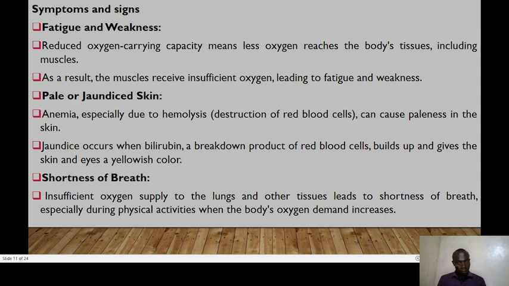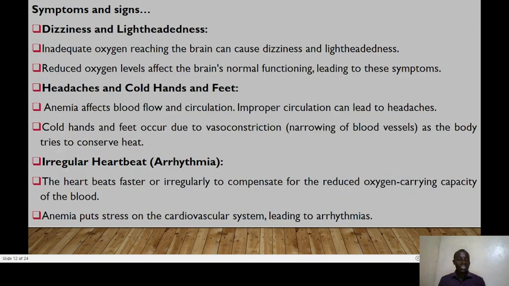Shortness of breath, where we're talking of insufficient oxygen supply to the lungs and other tissues, leads to shortness of breath, especially during physical activity when the body's oxygen demand increases. Okay? Next, we have the dizziness and lightheadedness. So, inadequate oxygen reaching the brain can cause dizziness and lightheadedness. So, reduced oxygen levels affect the brain's normal functioning, leading to such symptoms.